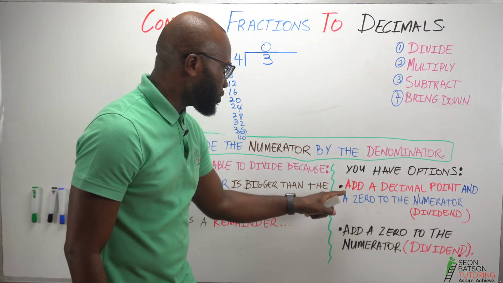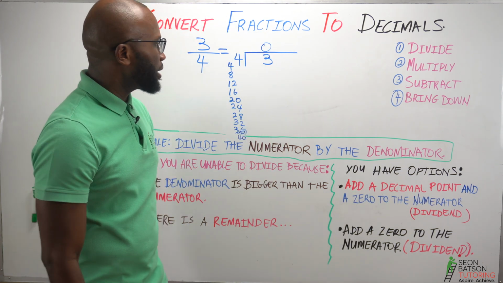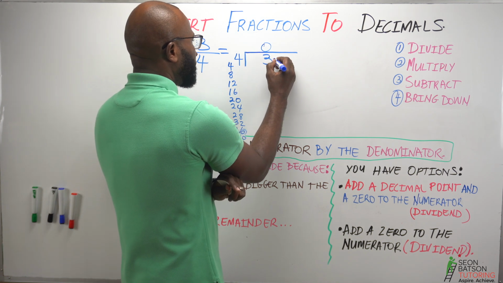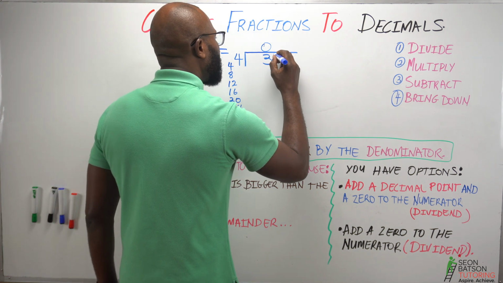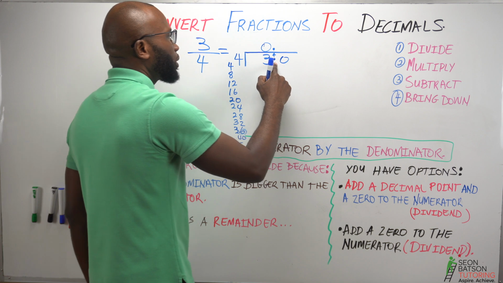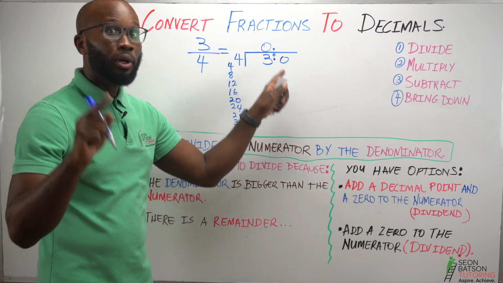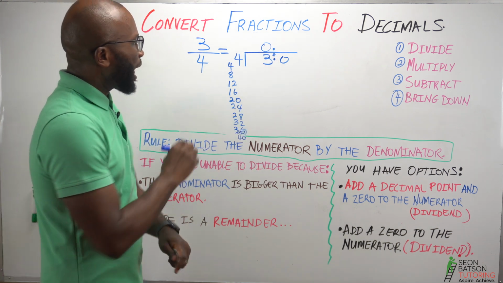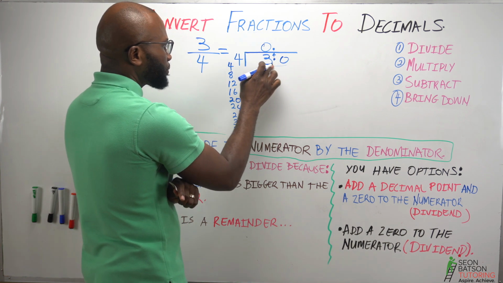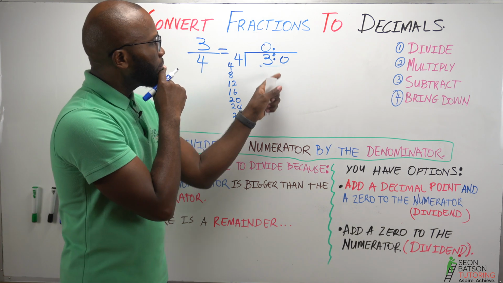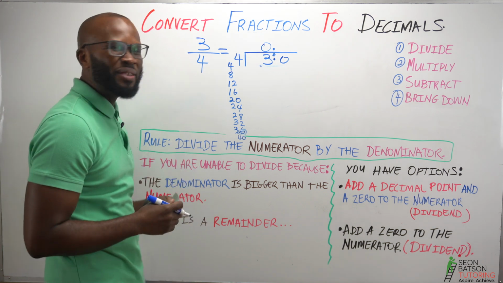Your first option is to add a decimal point and a 0 to the numerator. Yes? So we'll add a decimal point and a 0. And remember, you always want to make sure you put a decimal point directly above the one you put in the numerator. You want to make sure you keep this decimal point in your answer. Yes? Now, after adding the point and the 0, our numerator, or the dividend, now looks like what? 30. So let's keep dividing then.